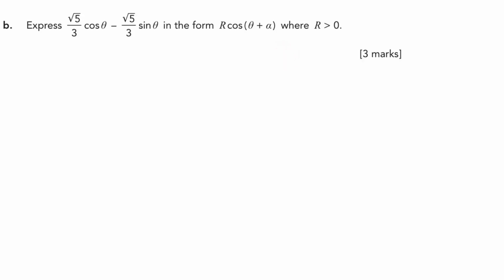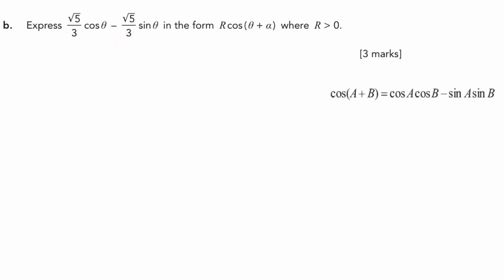You have been given r cos (theta plus alpha). You can see this is the addition formula. It's like cos (A plus B). So we will first look at the formula sheet and write down the formula for cos (A plus B). So this is our formula. Our A is theta and our B is alpha.